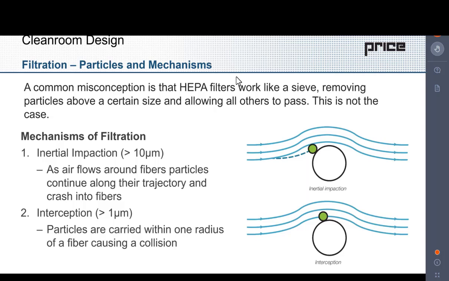This happens to the larger particles, 10 microns and above. As the air is flowing in and around all these fibers, these are larger, heavier particles. So rather than traveling with the airstream, the inertia of their weight impacts them into the fibers, and they're trapped by the fiber in that fashion. The next one will be interception. These are a little bit smaller in size, but about 1 micrometer or larger. Basically, this one is just carried within 1 radius of the filter fiber. So as the air wraps tightly and moves in and out of all these openings and around the fibers, as long as the particle is carried within 1 radius, it causes a collision and it becomes trapped.